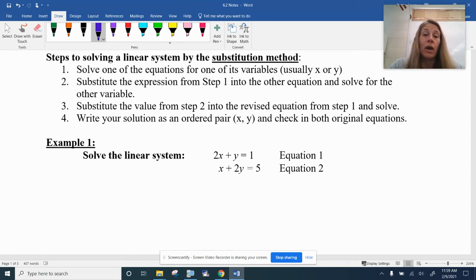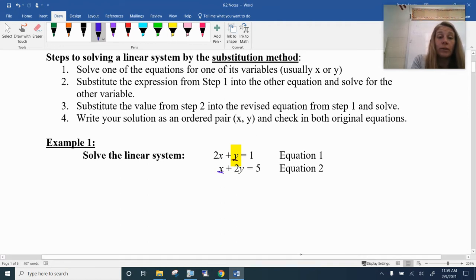So whenever you have the option, you want to choose the variables that do not have a coefficient. So you could either do the y in equation 1 or the x in equation 2, and that would make it a little bit simpler. Since we're typically used to getting a y by itself, I'm going to go ahead and use equation 1, and that's what I'm going to use to do my step 1.